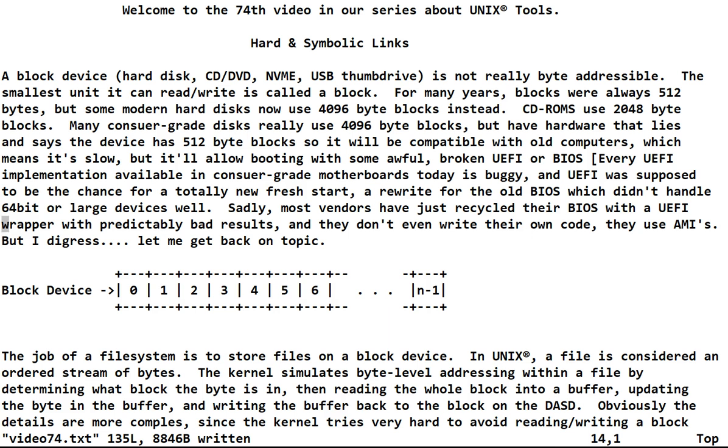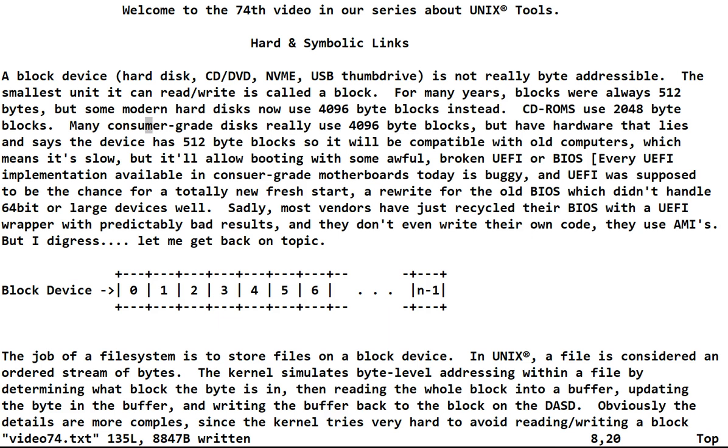Many consumer grade disks really use 4K blocks, but they have hardware that lies and says the device has 512 byte blocks. So your interface to the device uses 512 byte blocks, even though the hardware itself uses a translation layer. They do that to be compatible with old computers because most UEFI and most BIOS won't boot 4K reliably. And that's sad because UEFI was supposed to be the total rewrite of BIOS and fix that problem, but they didn't. I digress. Let me get back on topic.